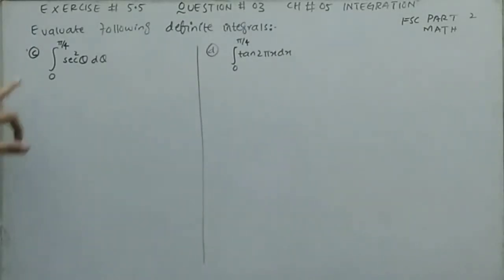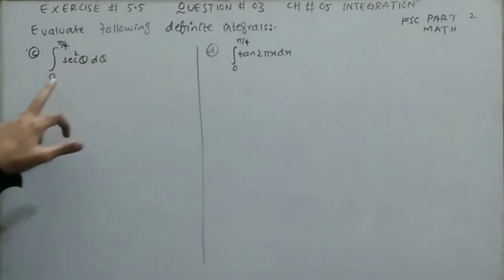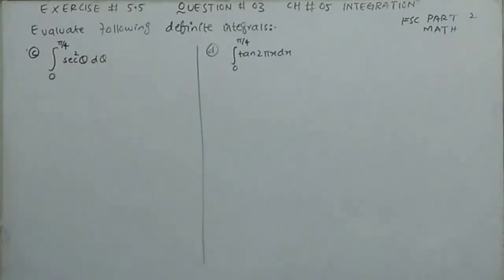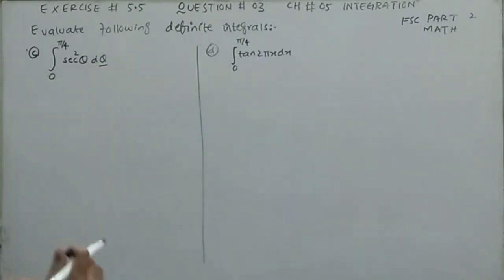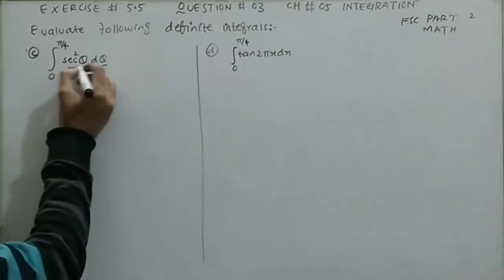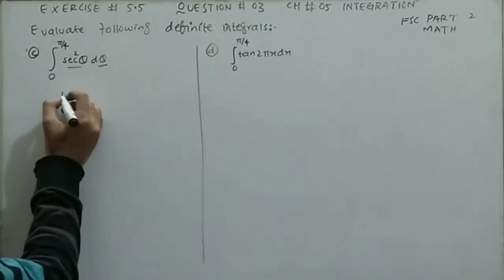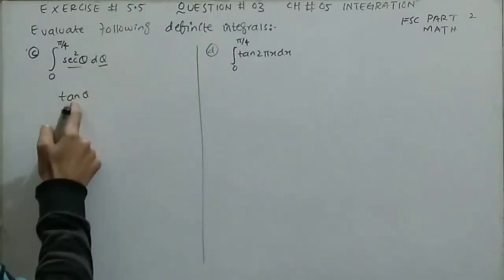Now let's move toward part C. It tells us to find the integral of sec² θ dθ from lower limit 0 to π/4. Remember that over here the differential operator is θ, which means we will integrate the given function with respect to θ. The integration of sec² θ is always equal to tan θ, because if you differentiate tan θ with respect to θ, it will give sec² θ.